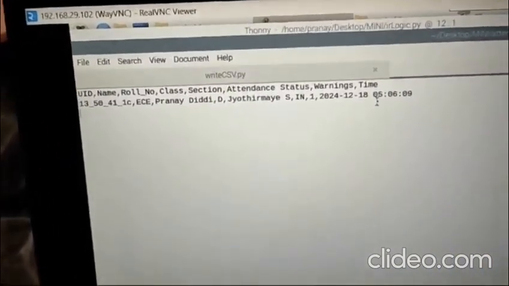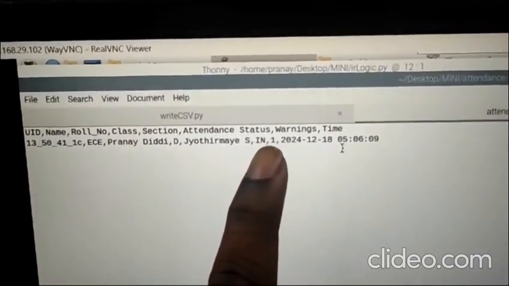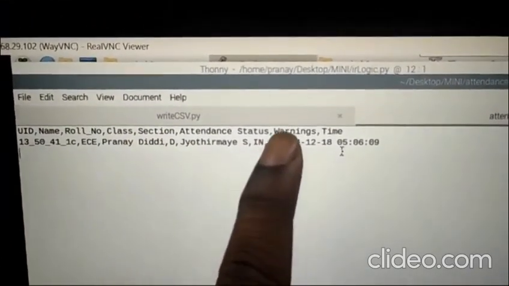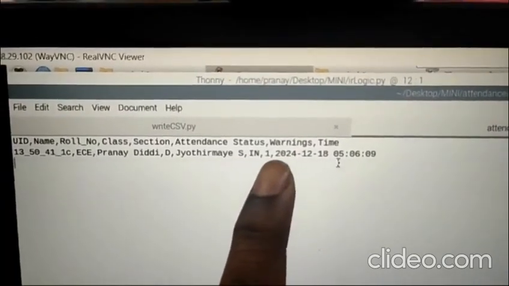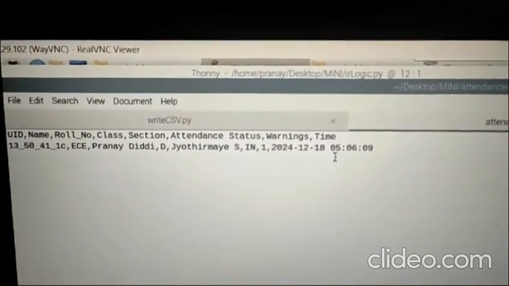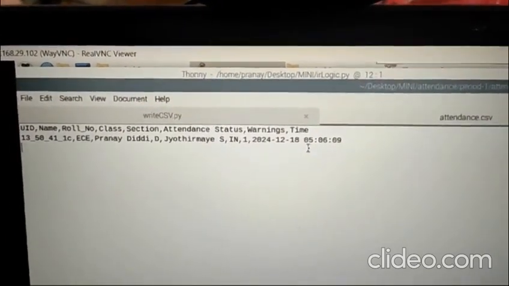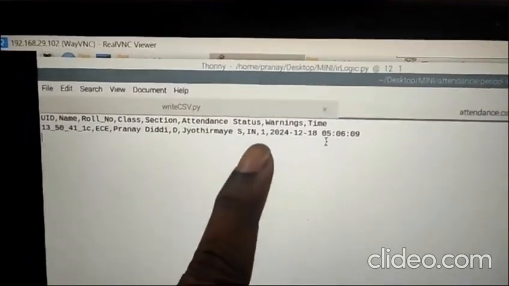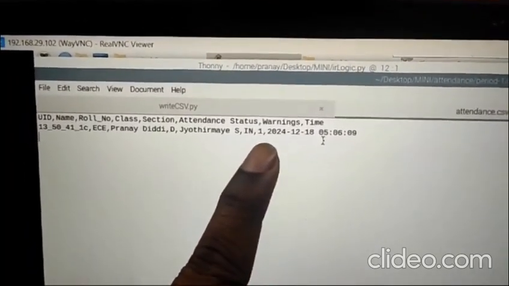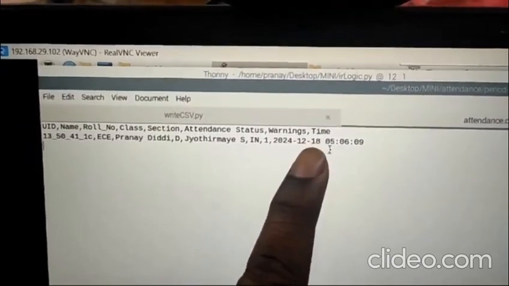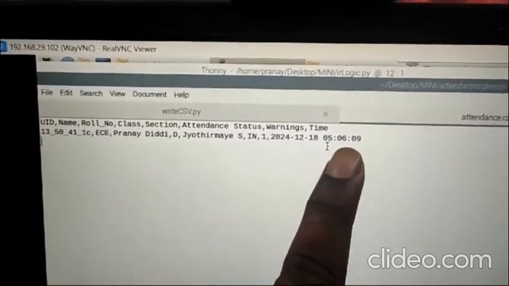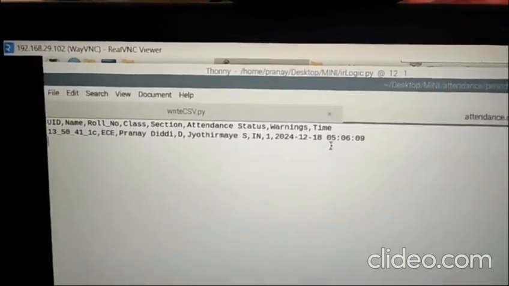The details in it are my name and my mentor's name, the attendance status, and warnings. I have one warning because I already performed malpractice at IR sensor 2. This can also be counted as malpractice. It also shows the time at which I entered the class.